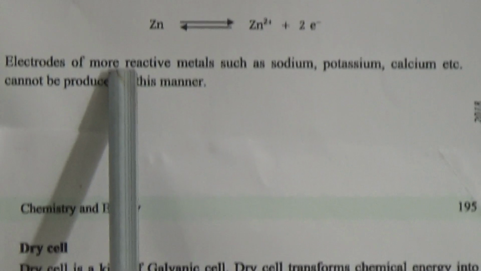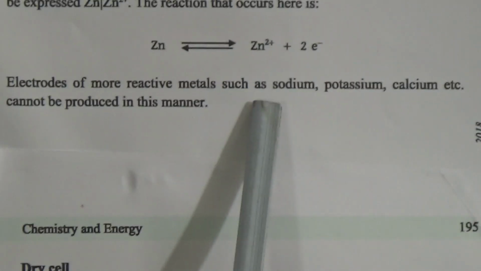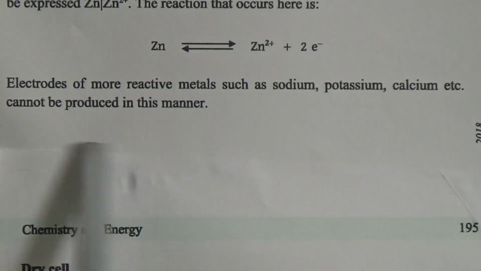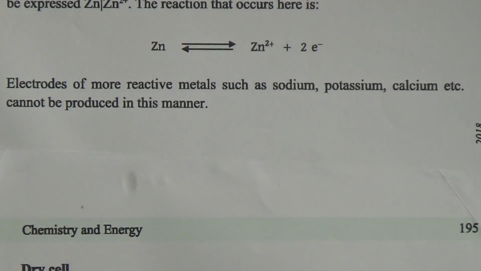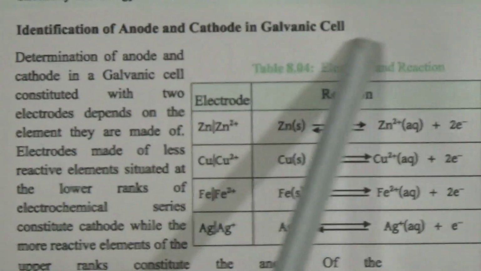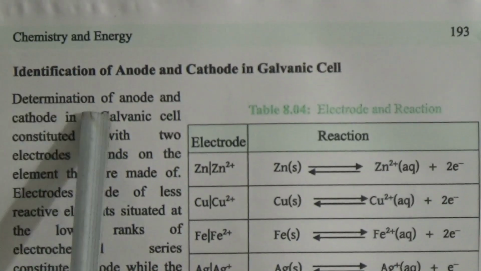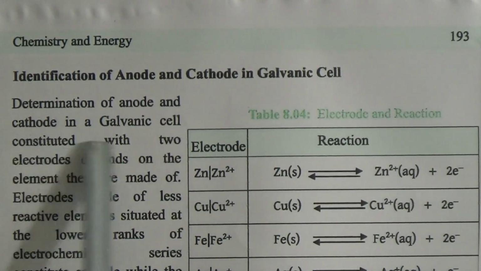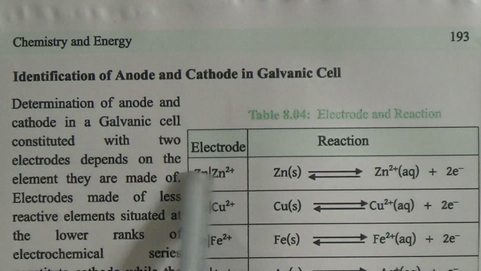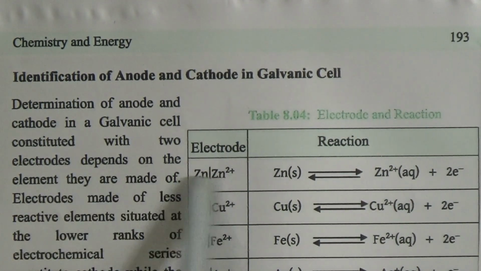Electrodes of more reactive metals such as sodium, potassium, calcium, etc. cannot be produced in this manner. Now come to the next page. Identification of anode and cathode in a galvanic cell. Determination of the anode and cathode in a galvanic cell constituted with 2 electrodes depends on the elements they are made of.